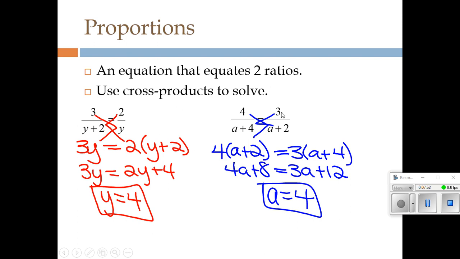Here too, cross multiply. So 4 times parentheses a plus 2, and 3 times a plus 4. Use the distributive property. 4 times a is 4a, 4 times 2 is 8, equals 3 times a is 3a, 3 times 4 is 12. So we're going to solve for a. Subtract 3a, which leaves a, and subtract 8, so 12 minus 8 is 4. So you're going to use cross multiplication to solve this. When you see an expression, you put it in parentheses and then use the distributive property.